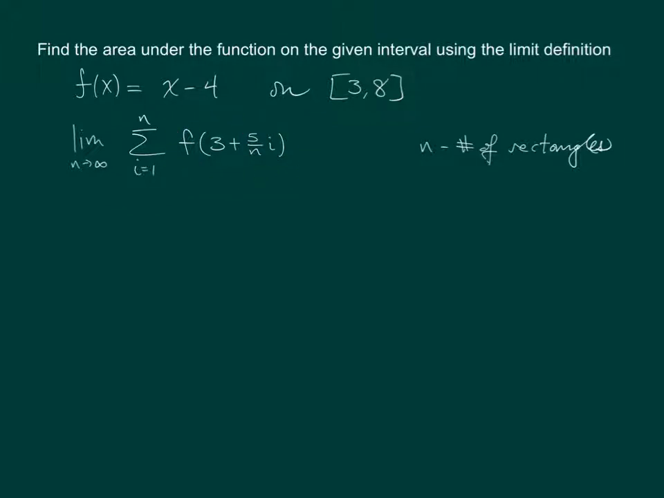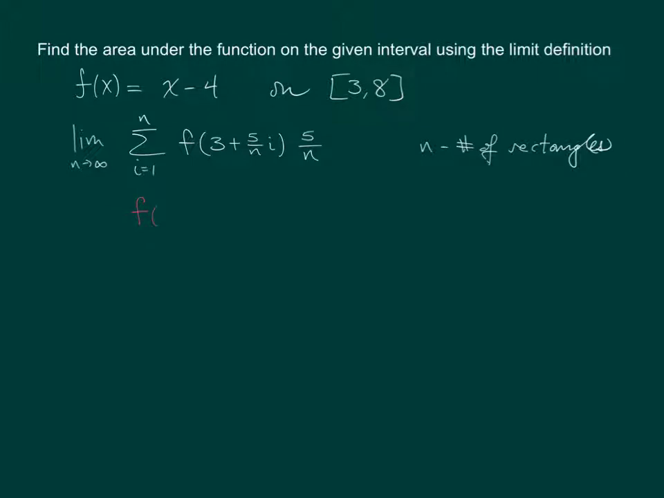But if you're trying to find the area of a rectangle, you also need a width of a rectangle. And that just ends up being 5 over n. This is the width of the interval divided by how many rectangles you want in that interval. So from here, figuring this out, we need to actually do some scratch work. So I'm going to do this in red.